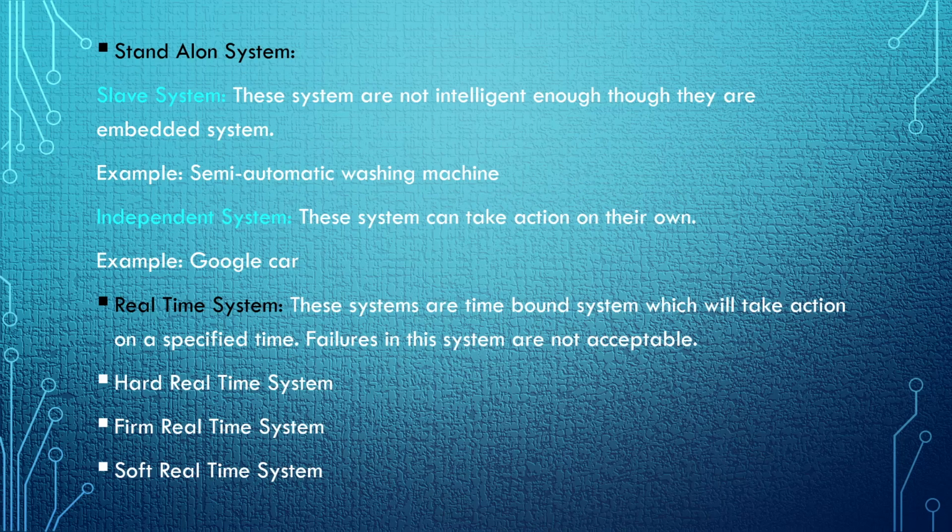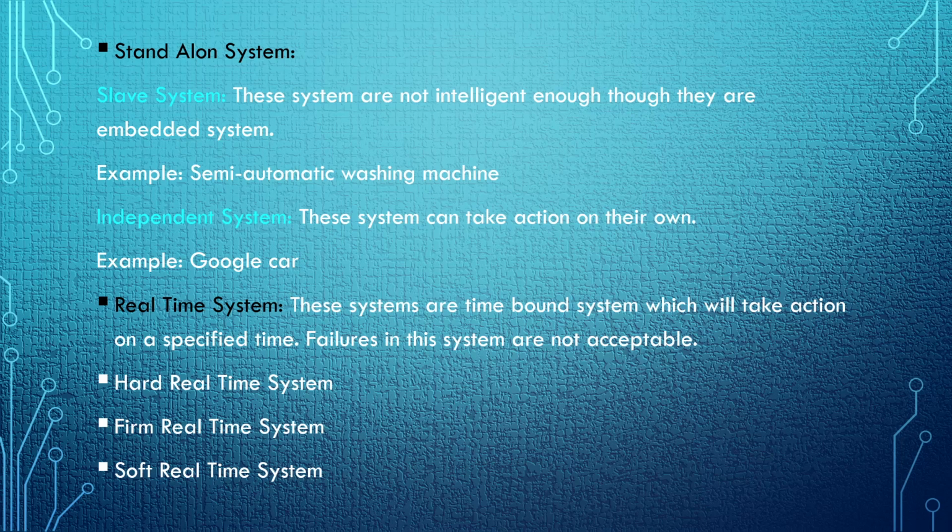Firstly, standalone system. It contains two types: slave system and independent system. Slave systems. These systems are not intelligent enough, though they are embedded systems. Examples are semi-automatic washing machine. Independent system. These systems can take action on their own. The example of independent system is Google car.